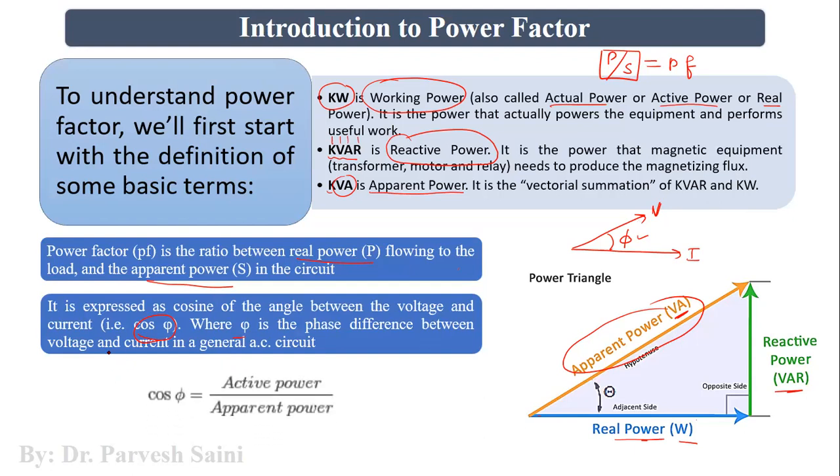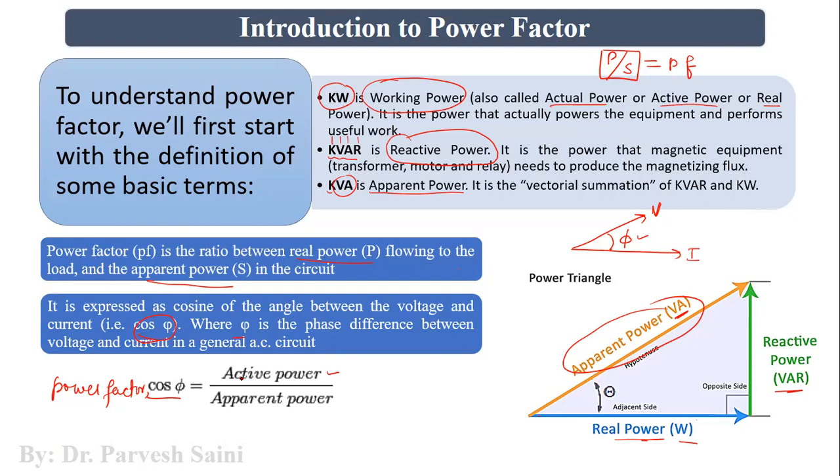So we can write that cos phi is nothing but the power factor. The power factor, which is the cosine of the angle between V and I, is the ratio of active power or real power or working power or actual power to the apparent power, right? So this is what power factor is.